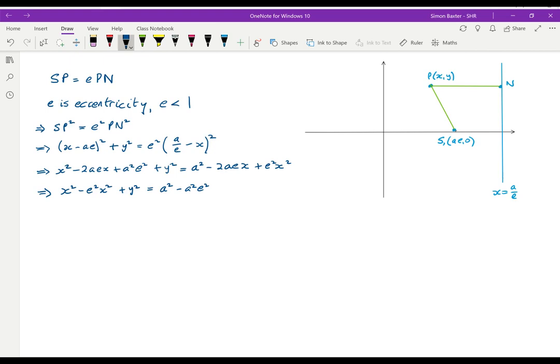Divide both sides by the right-hand side and factorize at the same time. x squared (1 minus e squared) divided by a squared (1 minus e squared) plus y squared over a squared (1 minus e squared) is 1. Well, we can cancel the 1 minus e squared.